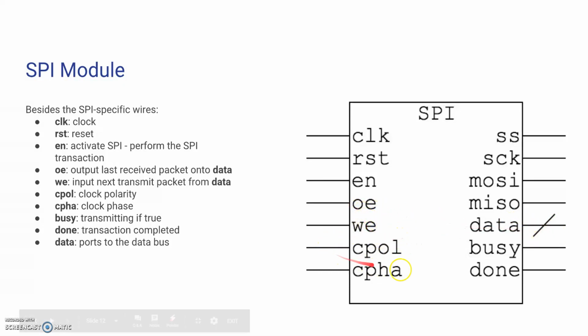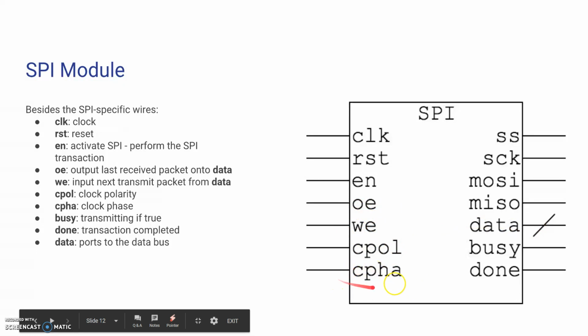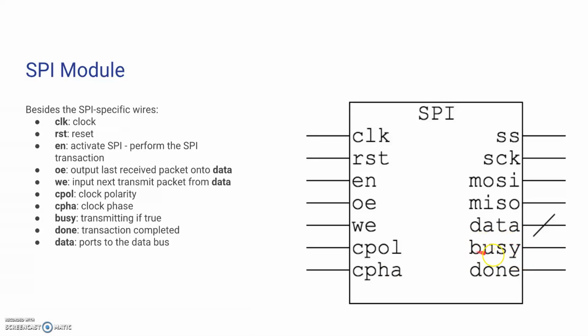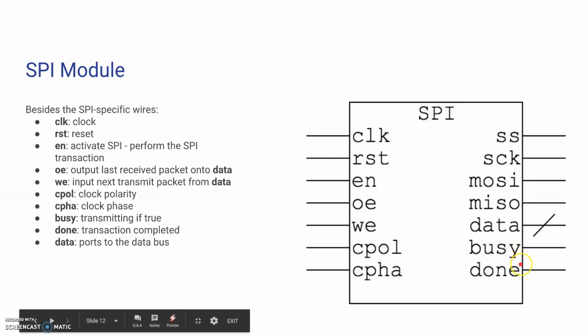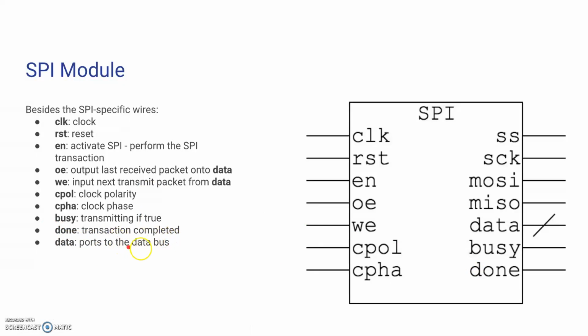Next, we have clock polarity and clock phase. Again, this determines the polarity and phase of our S clock. And then we have our busy, which is a busy flag telling the processor whether the SPI module is currently working on a transaction. And then the done flag tells the processor that the transaction is complete. Then finally, again, this data bus is the port to the data bus of the microprocessor.